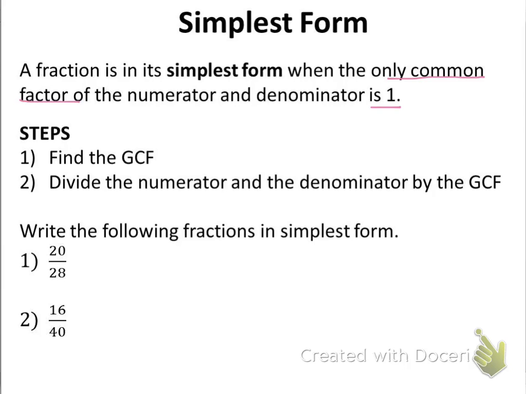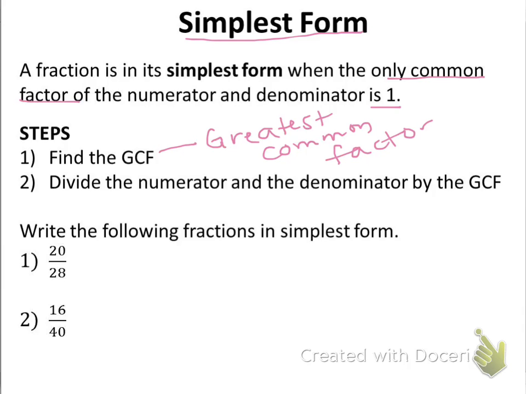Our steps to putting a fraction into its simplest form, there are just two of them. The first step is to find the GCF, or the greatest common factor. And then divide the numerator and the denominator, so the top and the bottom, by the GCF. Okay, that seems pretty straightforward. We're going to do two examples together.